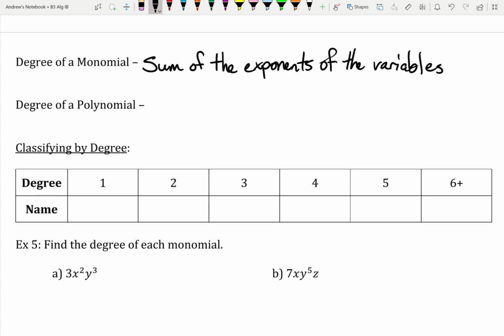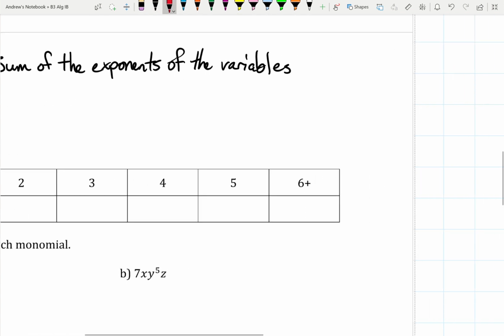If I had something like, let me scooch off to the side here, 3x squared y to the third, that has a degree of 5 because I'm taking a look at the 2 above the x and the 3 above the y, and I'm adding them together. So that is a degree of 5 for that monomial. If I switch things up a little bit, say I just had 3x, don't forget that when you have just a single variable, it does have an exponent on it. That exponent just happens to be 1. So in that case, we would have a degree of 1 on this monomial.